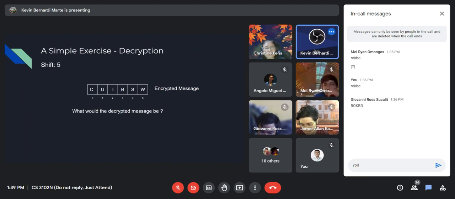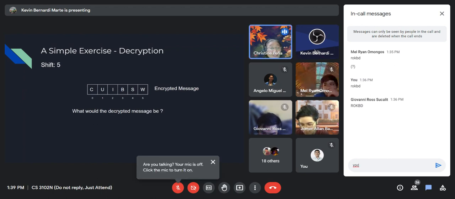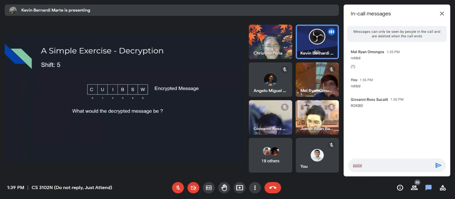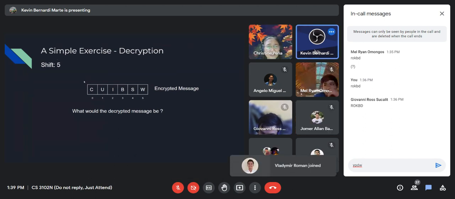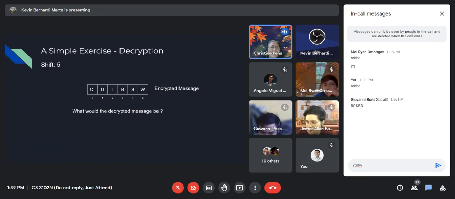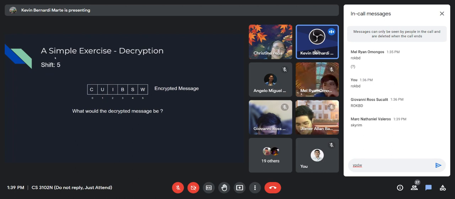Anyone? Wait lang. It's a shift 10, not a shift 5. It's a typo. It's a mix up with the encryption part. This is a shift 10. I forgot to change it. A shift 10 of this encrypted message, so it's a left shift.